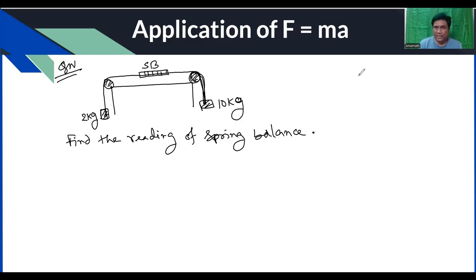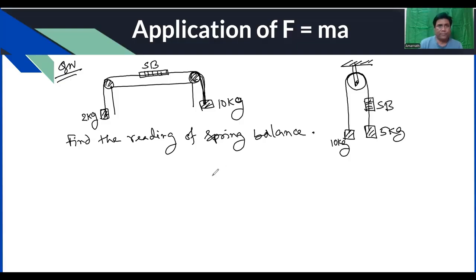Remember, the same situation is like this also. Say this is a pulley from the ceiling. This is a thread. Same thread is passing over this. And this is say a 5 kg block. And this is say a 10 kg block. And say one spring balance is there. Find the reading of the spring balance in both the cases.